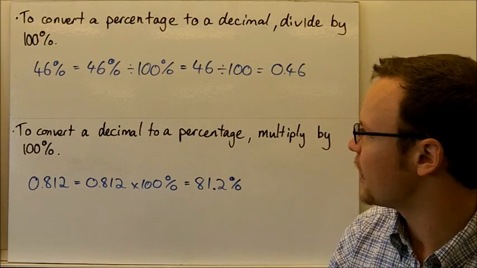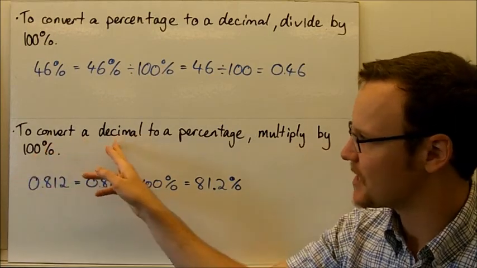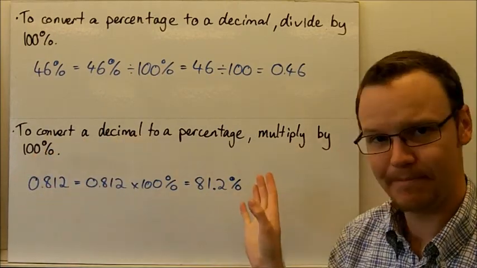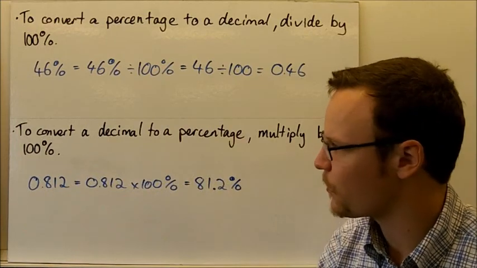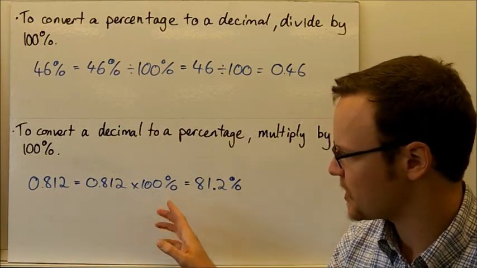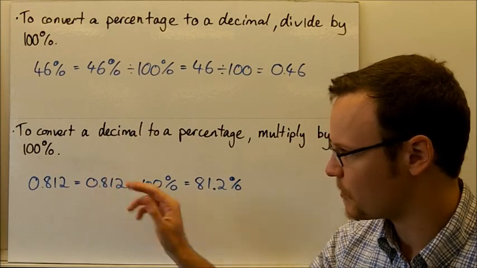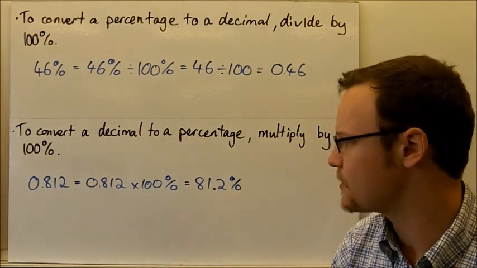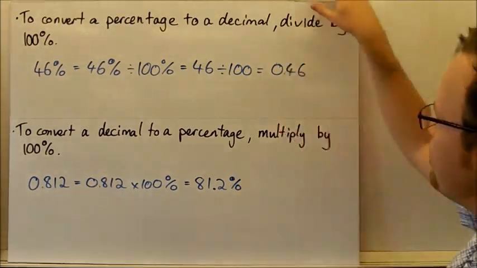So then multiplying by 100% to go from a decimal to a percentage, we're getting bigger, so we're multiplying. 0.182 times 100%. We're going to shift the decimal point 2 places to the right and get 18.2% there.